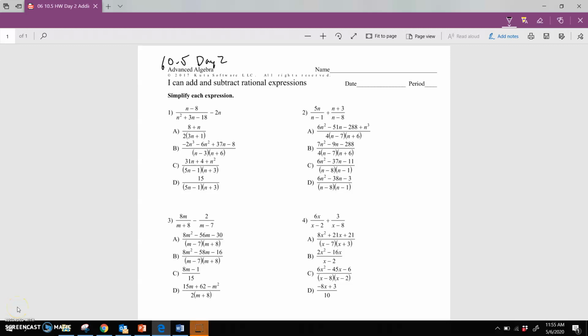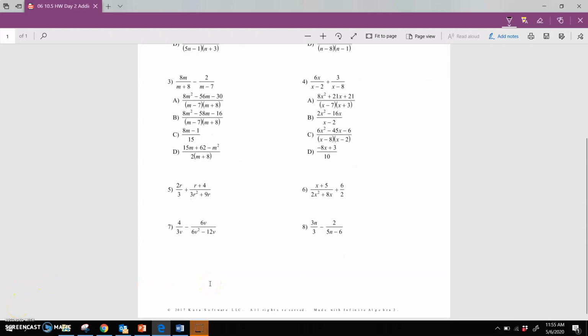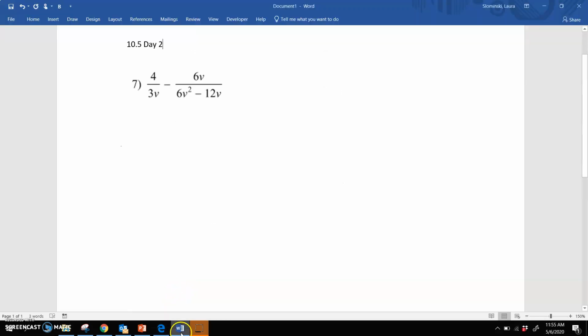Now I'm going to look at 10.5 day 2, number 7. So we're going to subtract 4 divided by 3v minus 6v divided by 6v squared minus 12v. In order to do that, I am going to go to my Word document. And again, our starting point is to make sure we simplify each fraction.